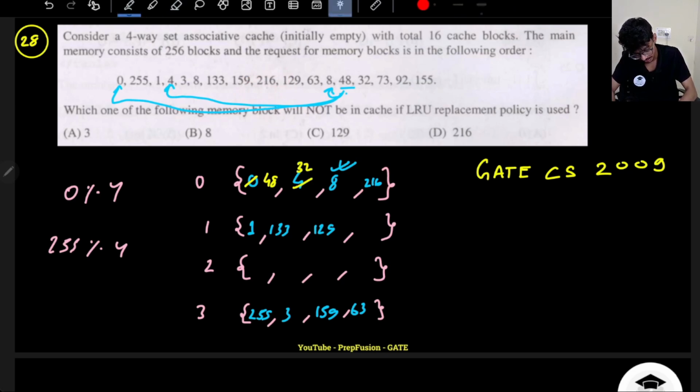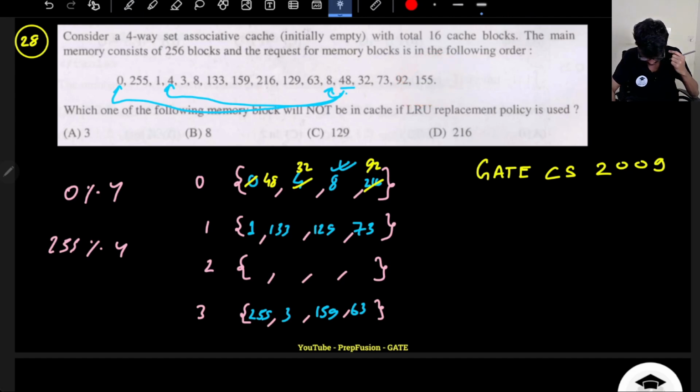Next is 73. 73 mod 4 will be 1, so 73 will be here. 92 mod 4 will be again 0. So again, which one is the least recently called? My 216 is called here, 48 is called here, 8, and 32 is also called. So 32, 48, 8, all of them are called, so of course I have to replace 216. So 216 will be the least recently called, so I replace 216 with 92.